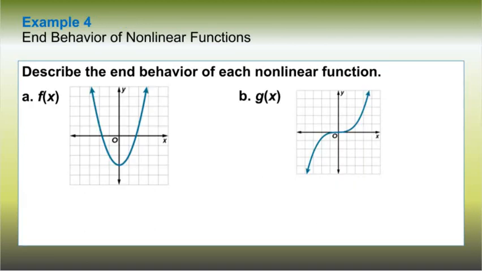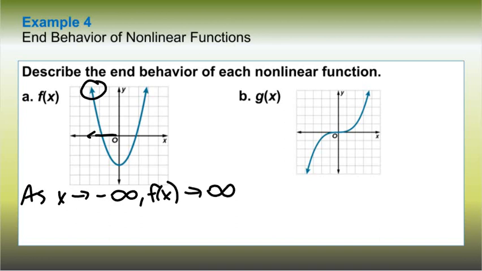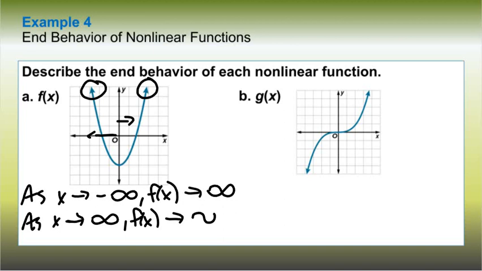Next, describe the behavior of these nonlinear functions. So as x approaches negative infinity, so when I go to the left, the arrow is pointing upward. So f of x would approach positive infinity. And as x approaches positive infinity, so when I go to the right, the arrowhead is also pointing up. So we would say f of x approaches positive infinity.